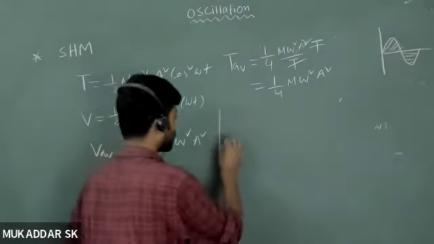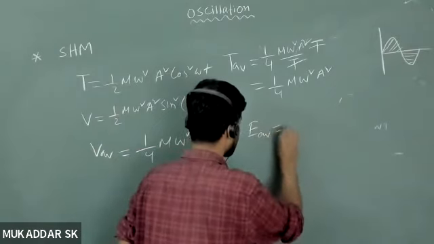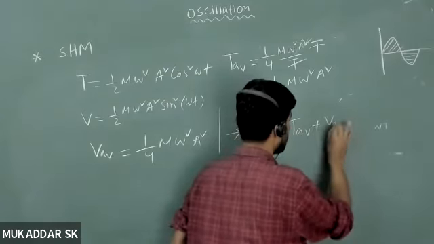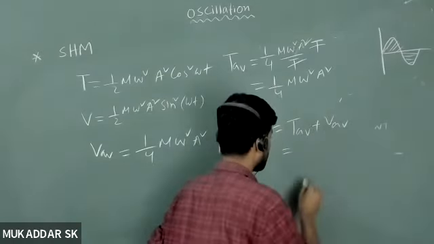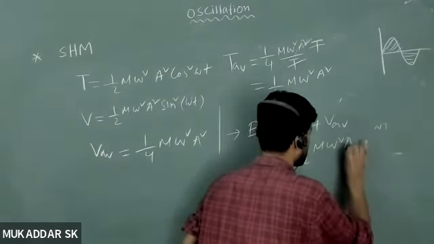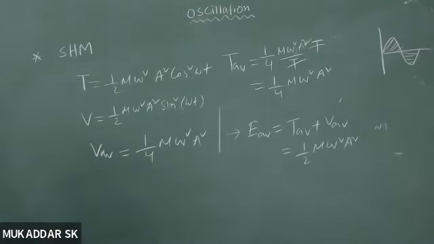So the average value of total energy now will become how much? It will be T average plus V average. If you calculate, you will get 1 by 2 m omega square a square. Okay? Is this part clear? Yes, sir.